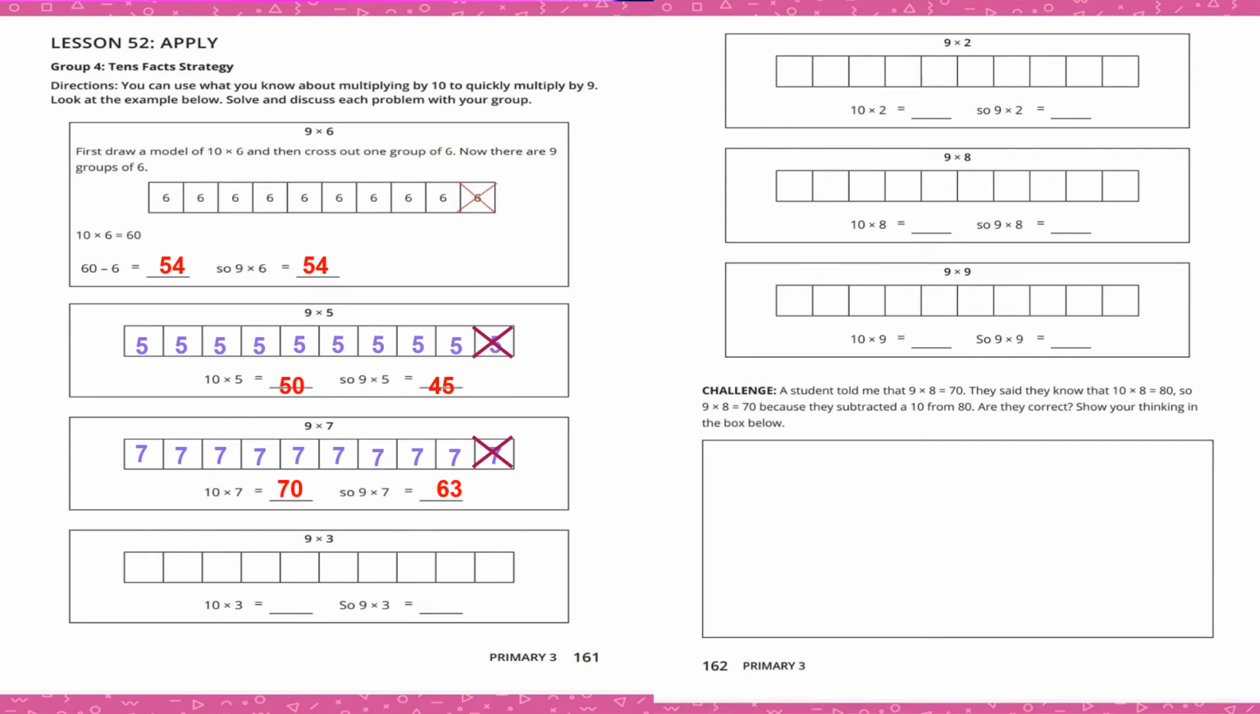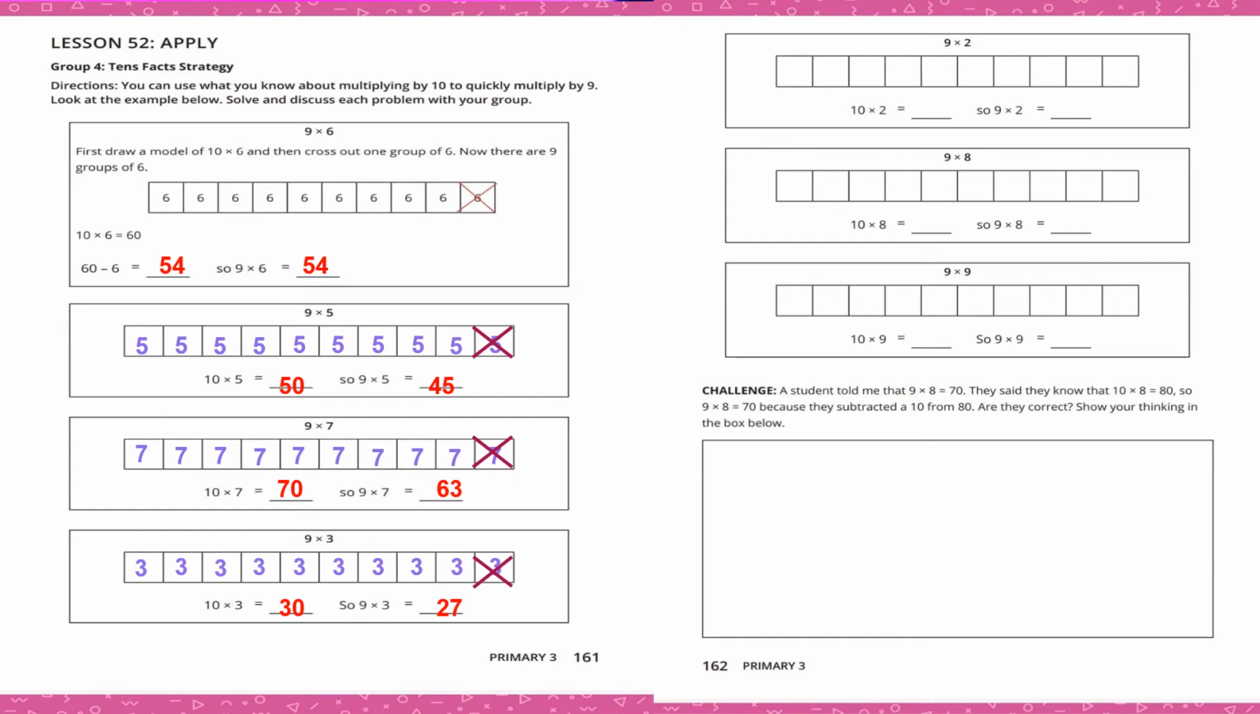9 times 3. We will use table 10 to get this result. 10 times 3, it means 3 repeated 10 times. 10 times 3 equals 30. And you should cancel one group of 3. It means 30 minus 3 equals 27.